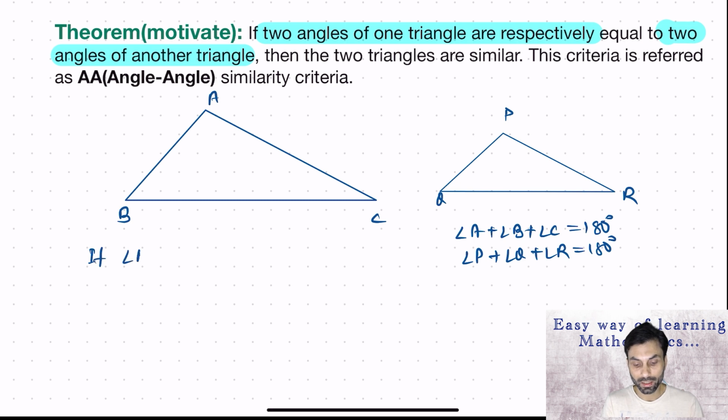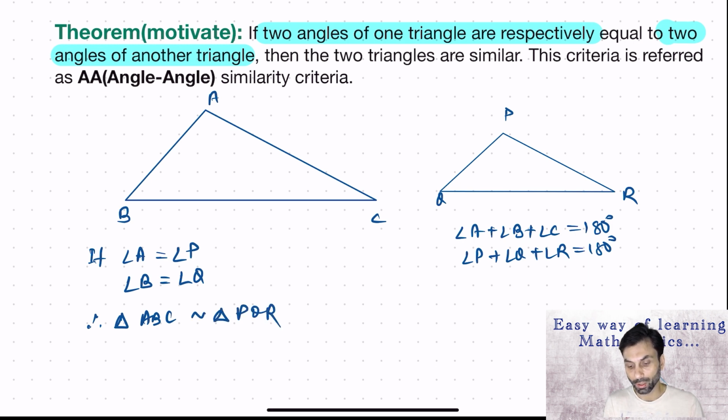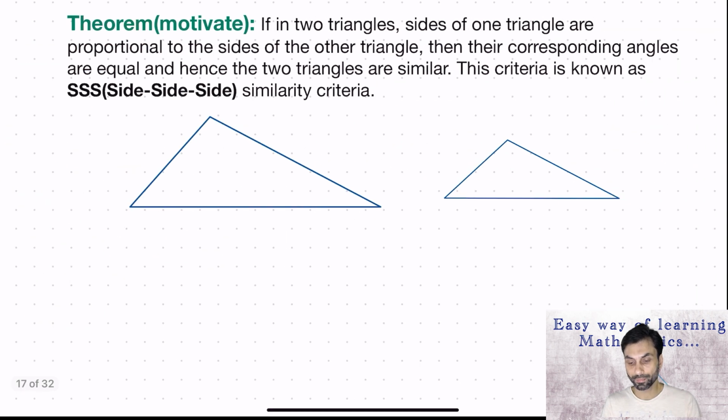So in this case, if angle A equals angle P and angle B equals angle Q, then by the angle sum property angle C will equal angle R, and we can say therefore triangle ABC is similar to triangle PQR by the AA criterion. This is the second theorem.